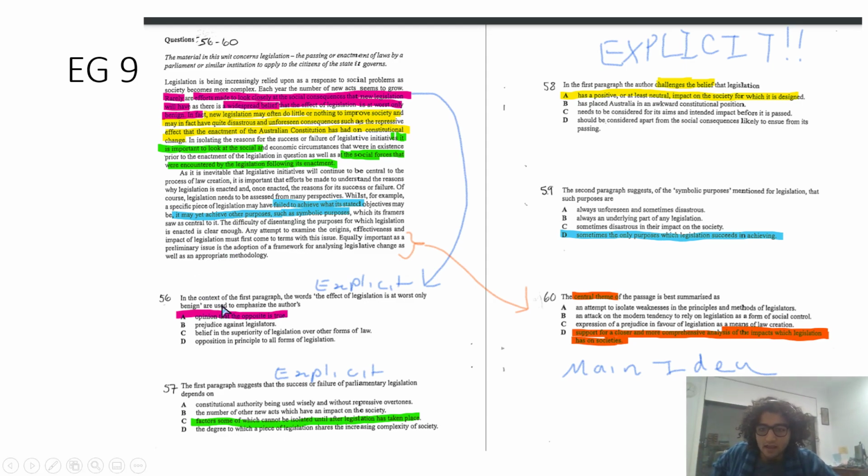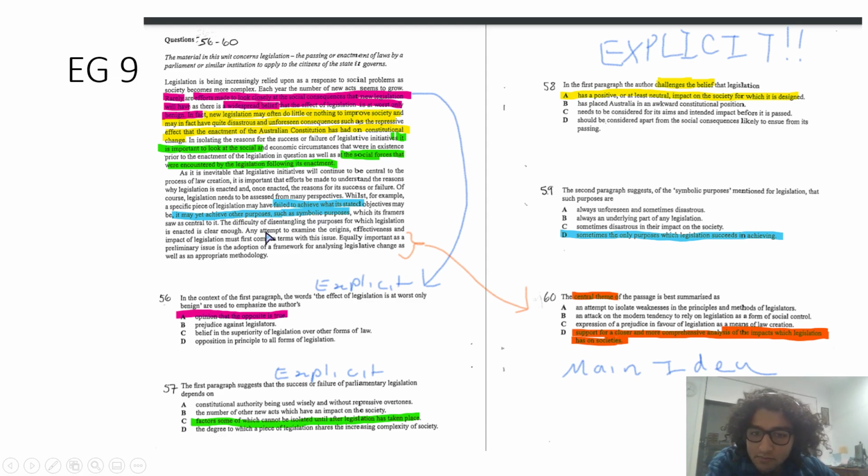Okay, 56. In the context of the first paragraph, the words "the effect of legislation is at worst only benign" are used to emphasize the author's... Okay, it's talking about a specific line. Let's look at that line. Rarely are efforts made to look closely at the social consequences that new legislations will have, as there is a widespread belief that the effect of legislation is at worst only benign.